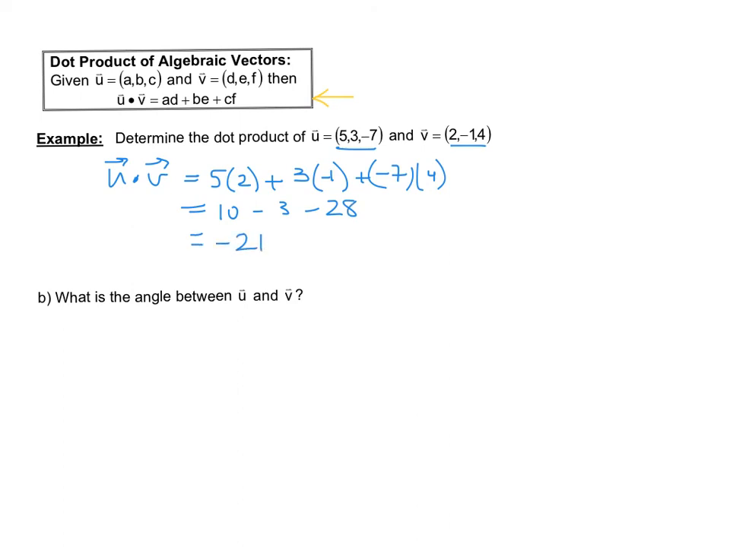So a scalar value. Now what is the angle between U and V? Now because that dot product is negative, we know that that answer should be between 90 and 180 degrees. We also know that if we were to do the geometric dot product, that geometric dot product has to equal the algebraic dot product, because they would be the same for both.